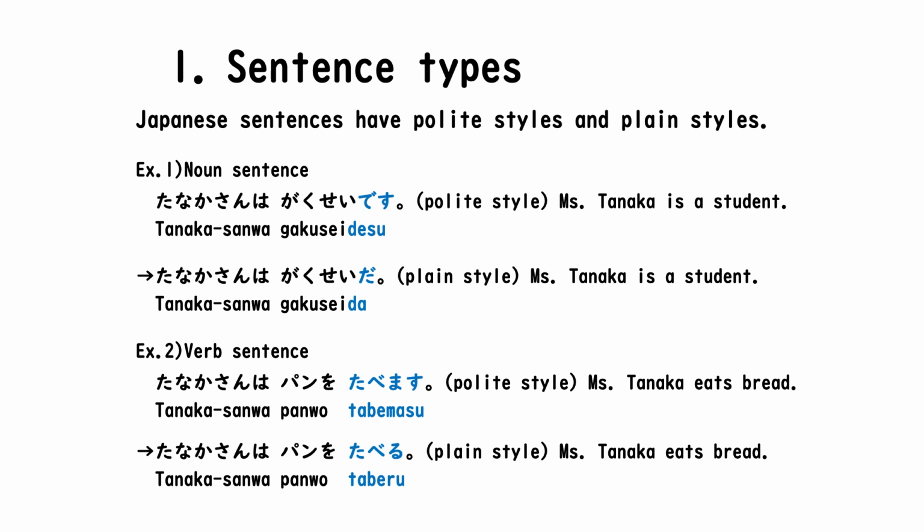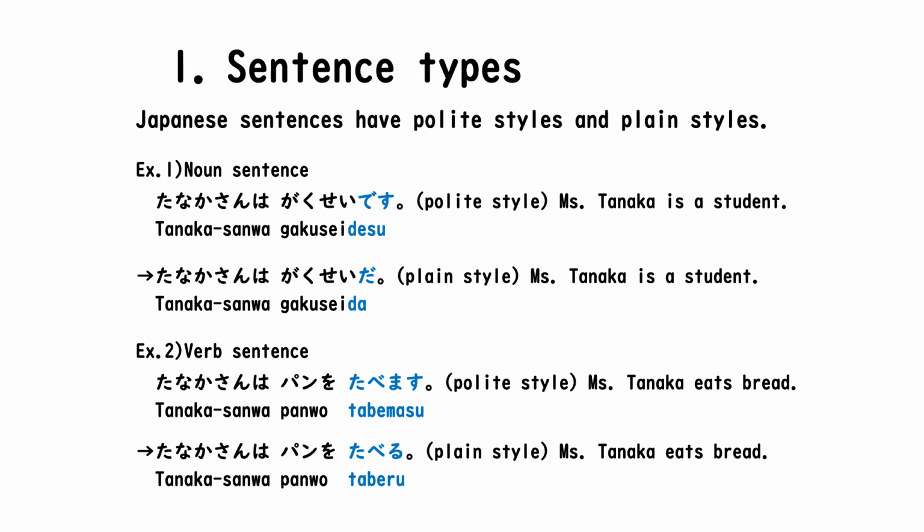The noun sentence 田中さんは学生です. Miss Tanaka is a student is in the polite style. In the plain style, it will be 田中さんは学生だ. Miss Tanaka is a student. The verb sentence 田中さんはパンを食べます. Miss Tanaka eats bread is in the polite style. In the plain style, it is 田中さんはパンを食べる. Miss Tanaka eats bread.